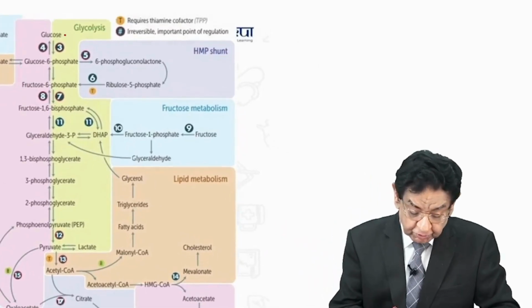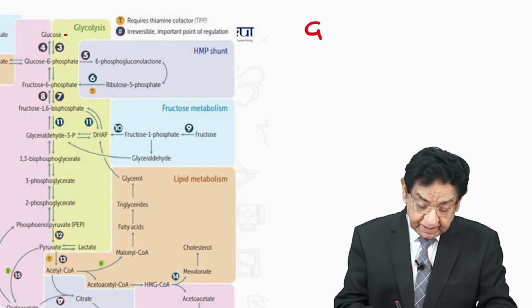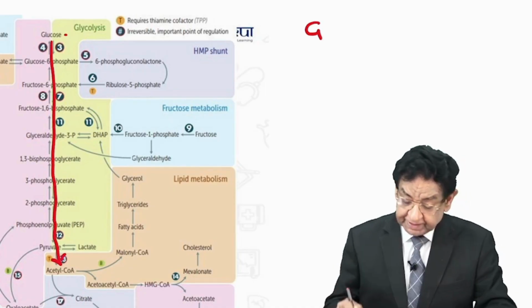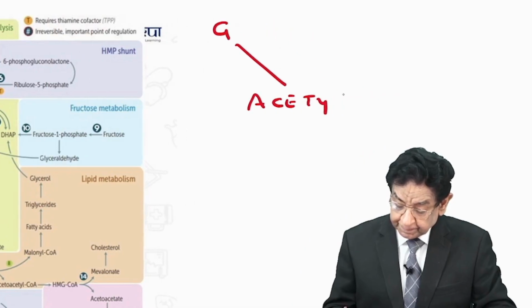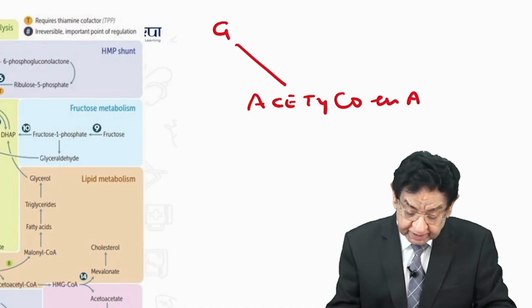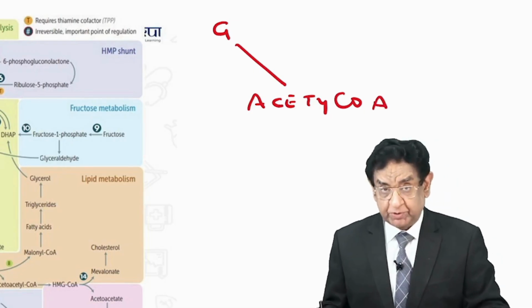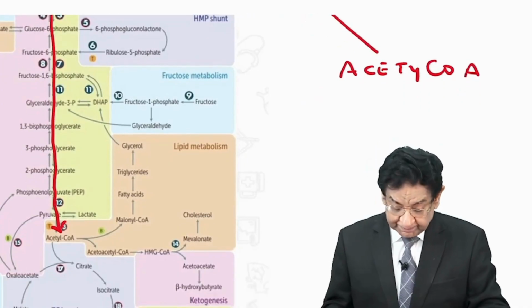we have this glucose, G for glucose, and after various steps what is made is acetyl coenzyme A, what we write as acetyl CoA. Well, this is from glucose metabolism. Now this acetyl coenzyme A is the keyword. Now what happened to this?